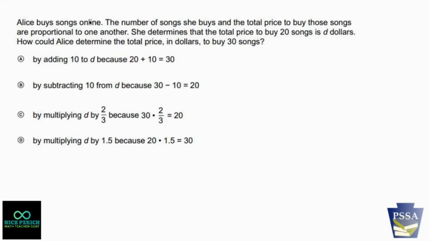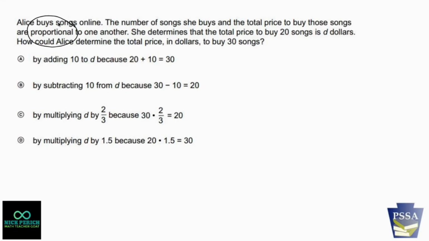Alice buys songs online. The number of songs she buys and the total price to buy those songs are, here's a key word, proportional to one another. She determines that the total price to buy 20 songs is D dollars. How could Alice determine the total price in dollars to buy 30 songs?